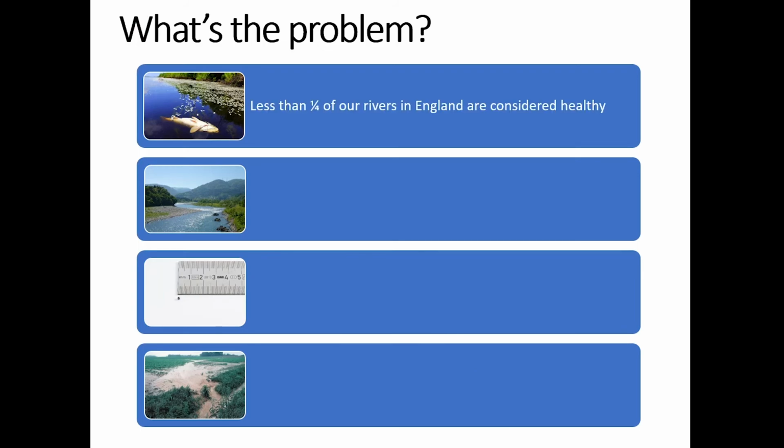Firstly, what's the problem? Less than a quarter of our rivers in England are considered healthy, as determined by the Water Framework Directive, which is part of our international obligations that we are legally bound to report to. And this figure has continued to fall since we first started monitoring within that framework over 15 years ago.